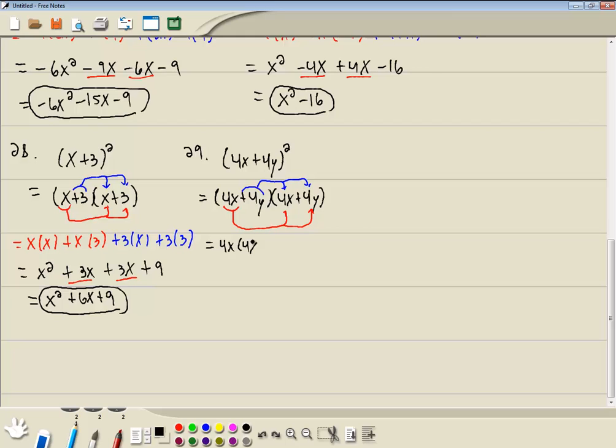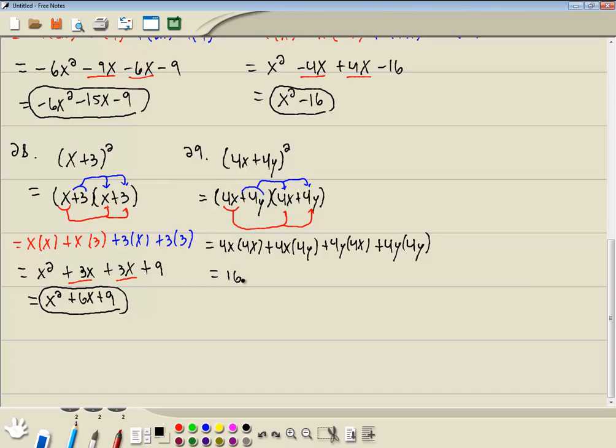4x times 4x, 4x times 4y, then 4y times 4x, and 4y times 4y. So this term times this term, this term times this term, this term times this term, and then this term times this term.